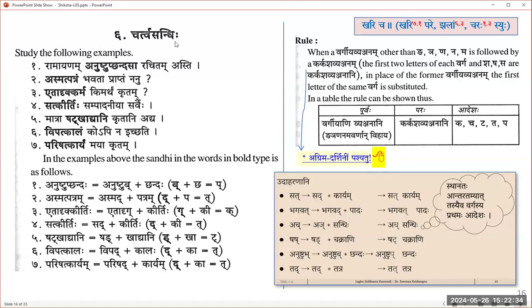Okay, chartva sandhi. So we are in that bogi, reversal of the jastva bogi. Study the following examples. Ramayanam anushtup chandasa rachitam asti. So anushtup chandasa. If you go back, it is anuštub changing to anuštup. Okay, actually this is where the problem comes. Actually anuštub itself is a derivative of anuštup. So we know it as either anuštup or anuštub, like that.